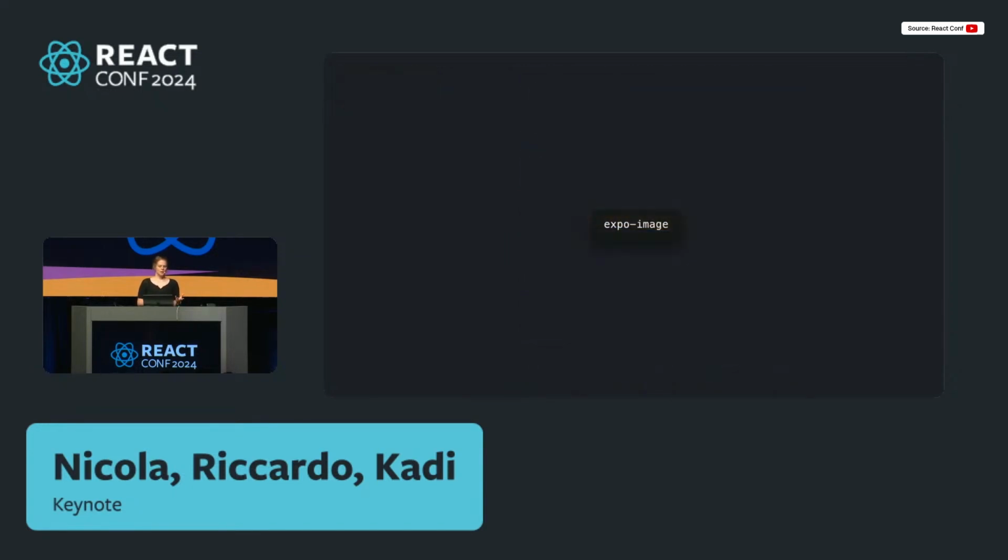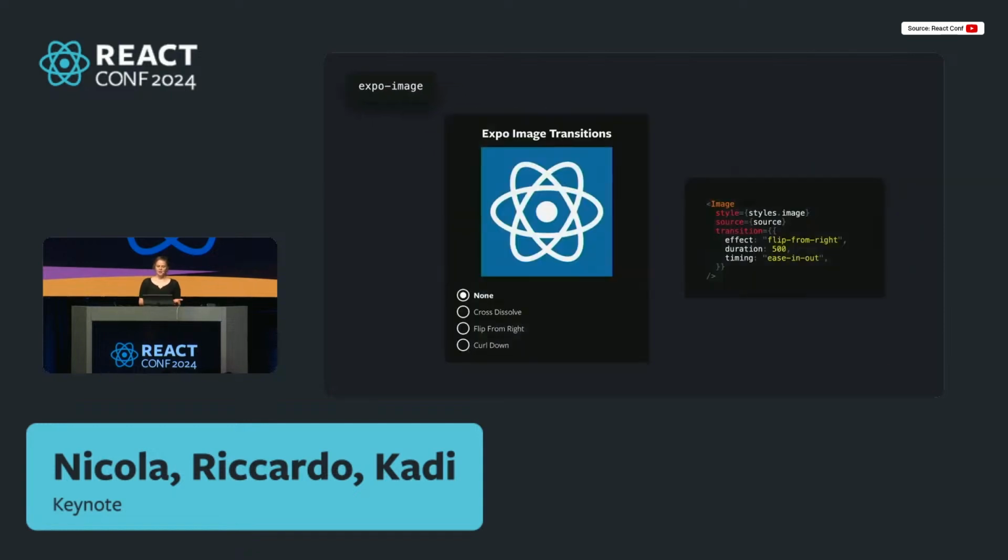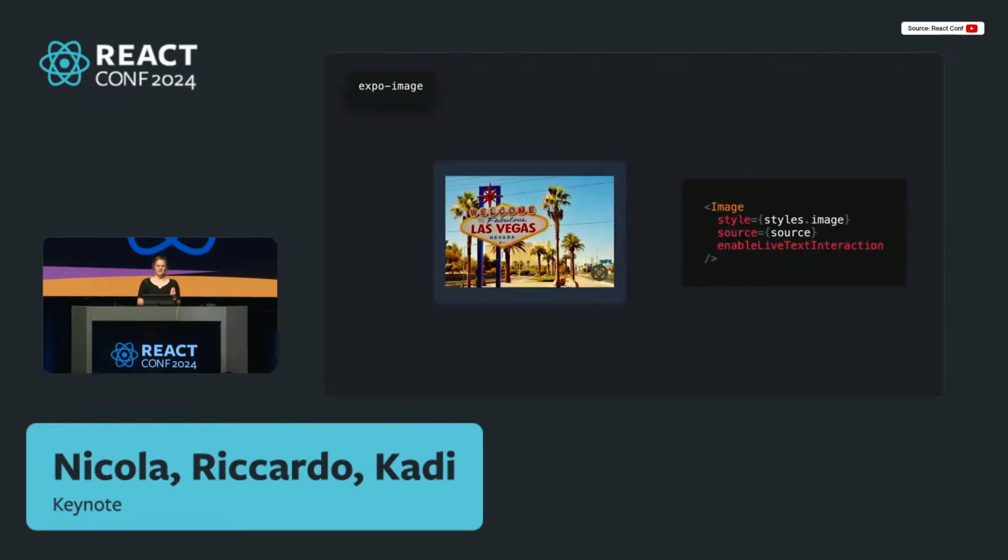We rarely create libraries that are already included in React Native, but one exception to this is Expo Image, created mostly to provide better compatibility with other image libraries we have, and to support more image formats like SVG. But on top of supporting image formats, it also comes with easily configurable native transition animations. And you can even enable live text interaction on iOS with a single prop.